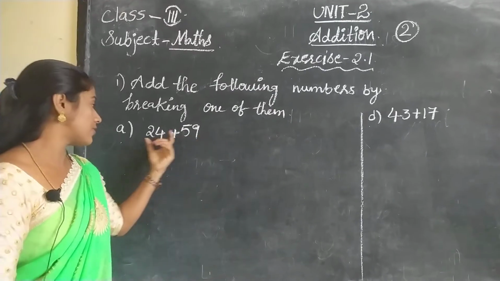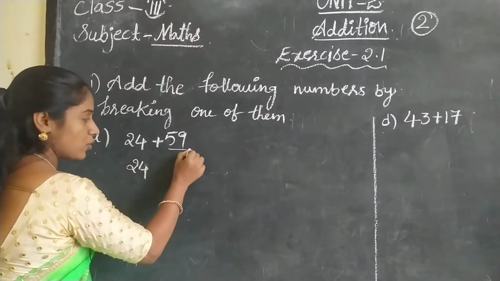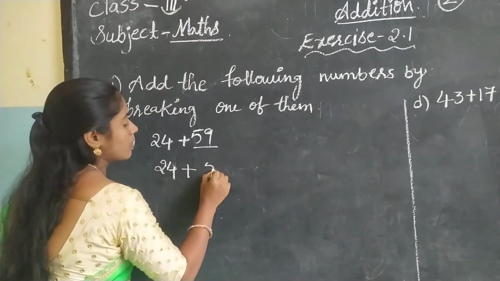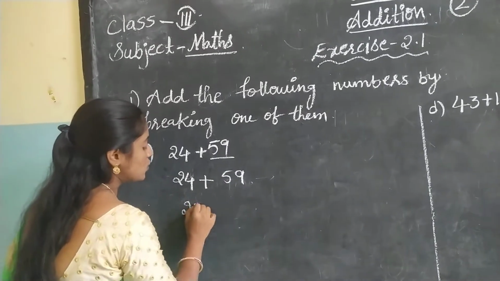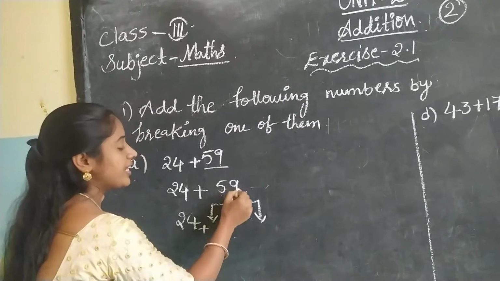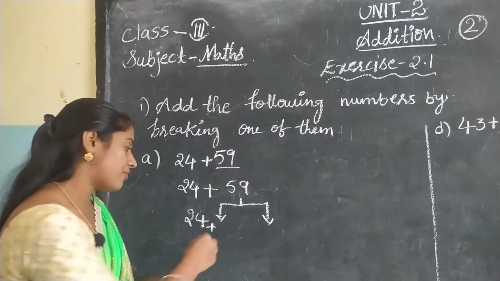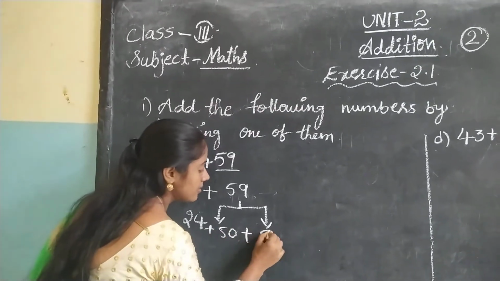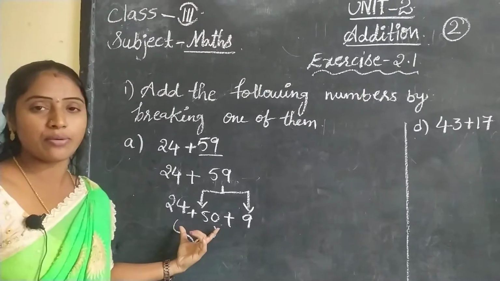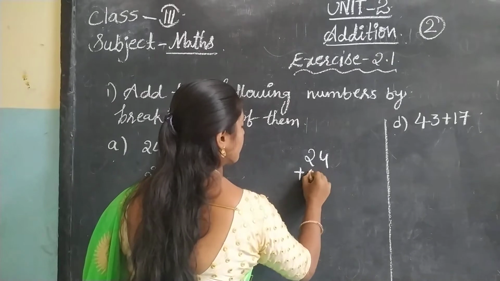What is the first number? It is 24. As it is you should write 24. So you have to break 59. How to break? 59 means 50 plus 9. Okay? First you have to add these two numbers, children. So how to add? 24 plus 50.